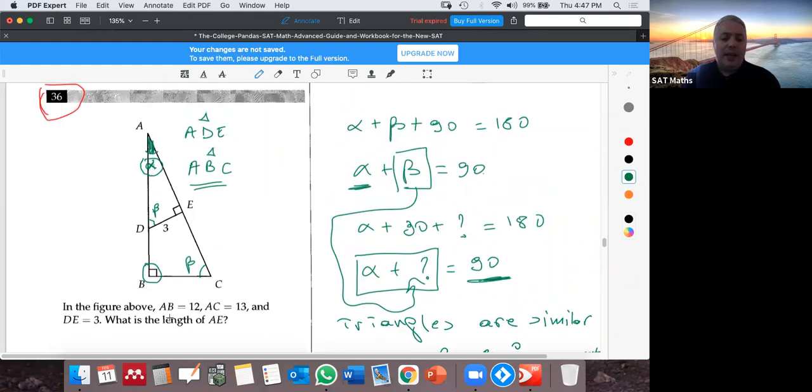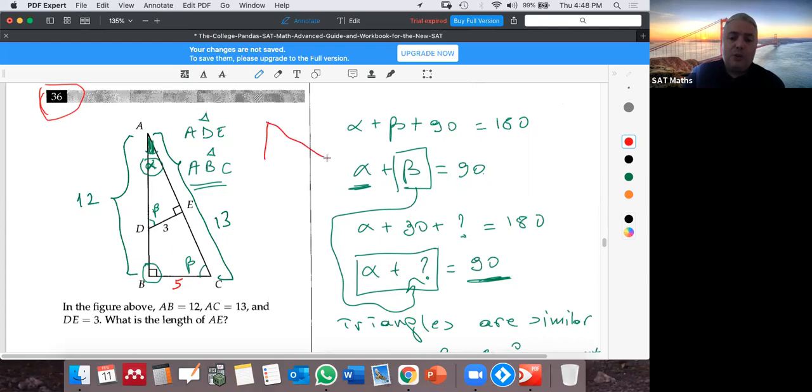When I look at the question, AB is 12. So let me call here AB is 12. And AC is 13. Now, I directly remember that this is a special triangle, 12, 13, so this must be 5. This is not given, but I can say why. The rule says, if this is 12, if this is 13, this is 5, or 12k, 13k, 5k.